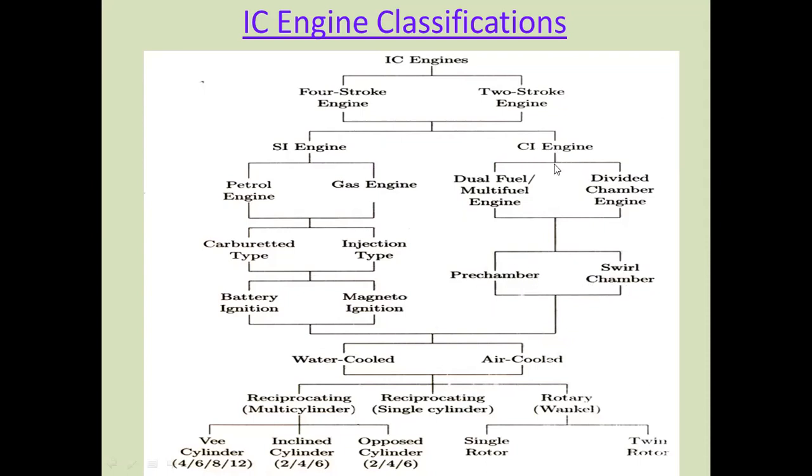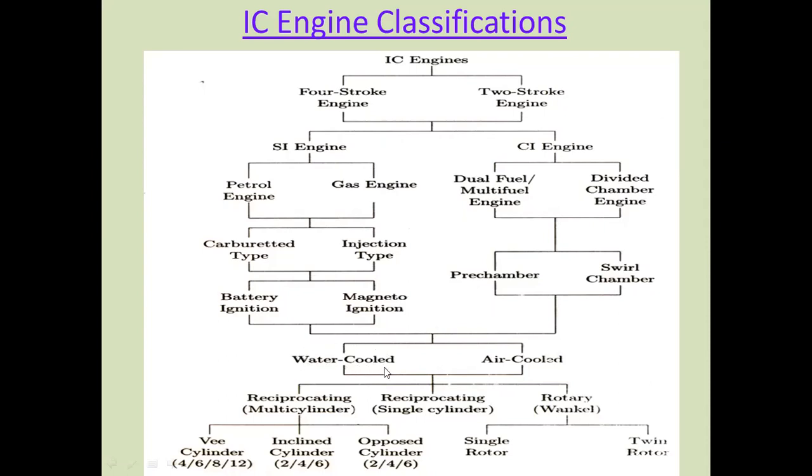So we can cool the engine with the help of a water cooled engine or an air cooled engine. Generally the air cooled engine is used for two stroke engines, as in two wheelers, but the water cooled engine is used for the internal combustion engine. Water cooling is divided into two categories: one is the forced circulation method, another one is the thermosiphon method.